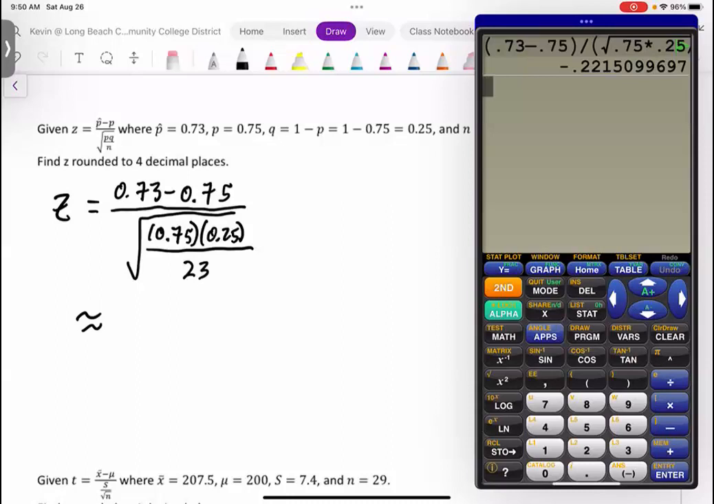And you'll notice it says that they want us to round this to 4 decimal places. It's very important that you read the problem carefully and round it off the way that they do it, especially on a quiz or something where the answer may be extremely specific. So my answer here is negative 0.2215 is what I'm getting. That is my final answer.